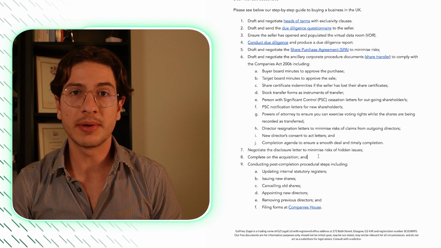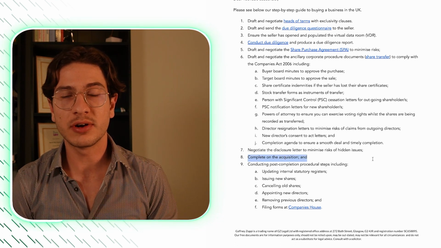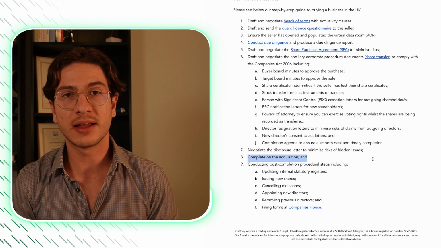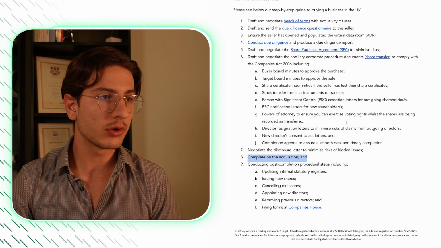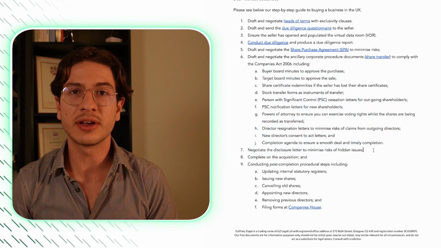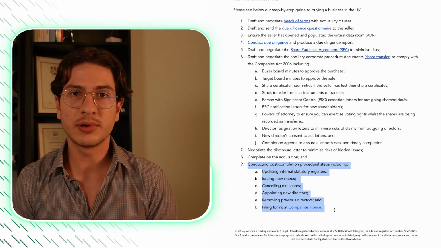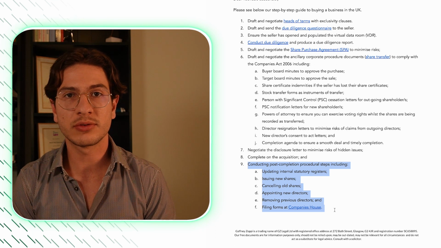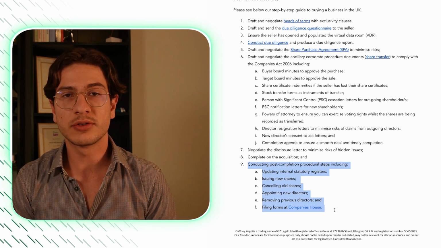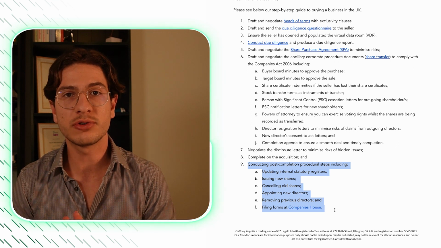Moving on to step 8 is to actually complete on the acquisition. So that is when the share purchase agreement is signed and dated, the money is sent to the seller, and all of these documents are signed or exchanged. And lastly, you'll want to complete your post-completion procedural steps. For example, you will need to notify Companies House of the transfer of shares. You'll need to submit certain documents and forms and cancel and issue new share certificates.